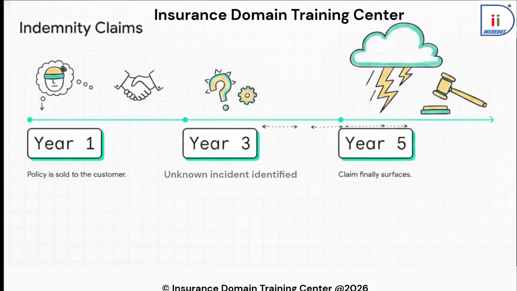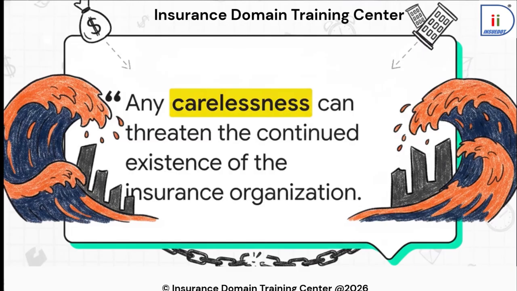Because of this massive uncertainty, the stakes are just incredibly high. As our source material warns, any carelessness in carrying out these duties can threaten the continued existence of the insurance organization. So getting the price wrong doesn't just mean losing a little bit of money for the year. It can literally destroy the entire company. So how do they actually survive this?